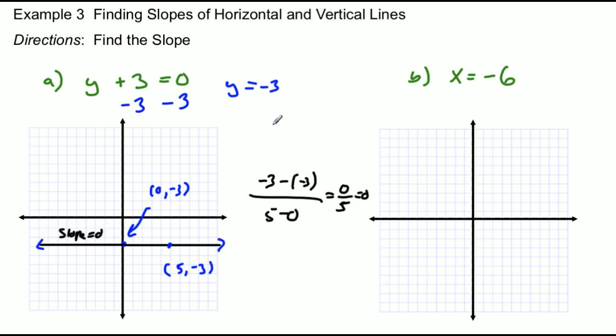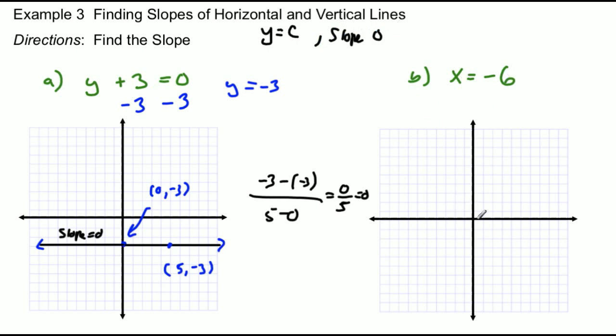So let's generalize this. If I have a horizontal line, can we generalize what the slope is going to be already? It's going to be 0. Really any horizontal line will always have a slope of 0. So you might want to take note of that. y equals some constant number will always have a slope of 0. That will always happen. Now what about x equals -6?